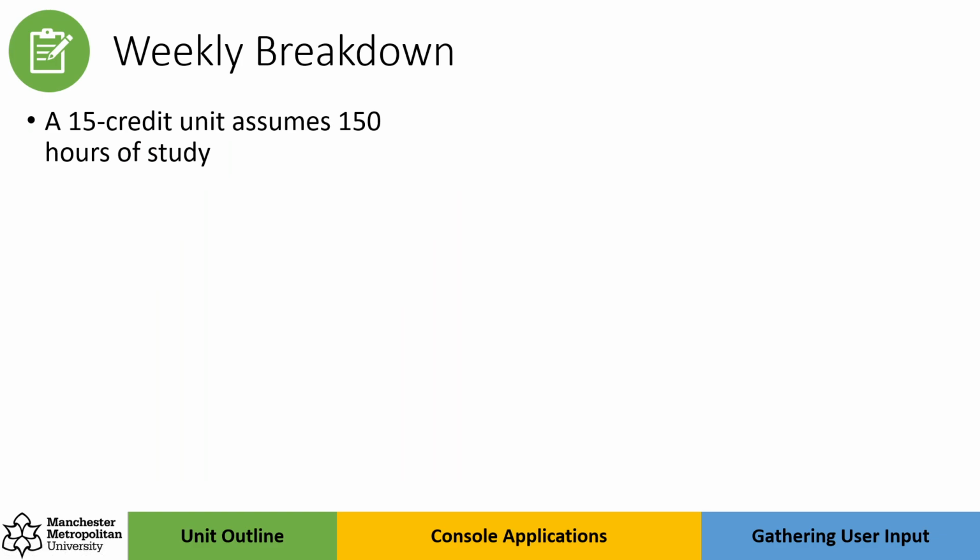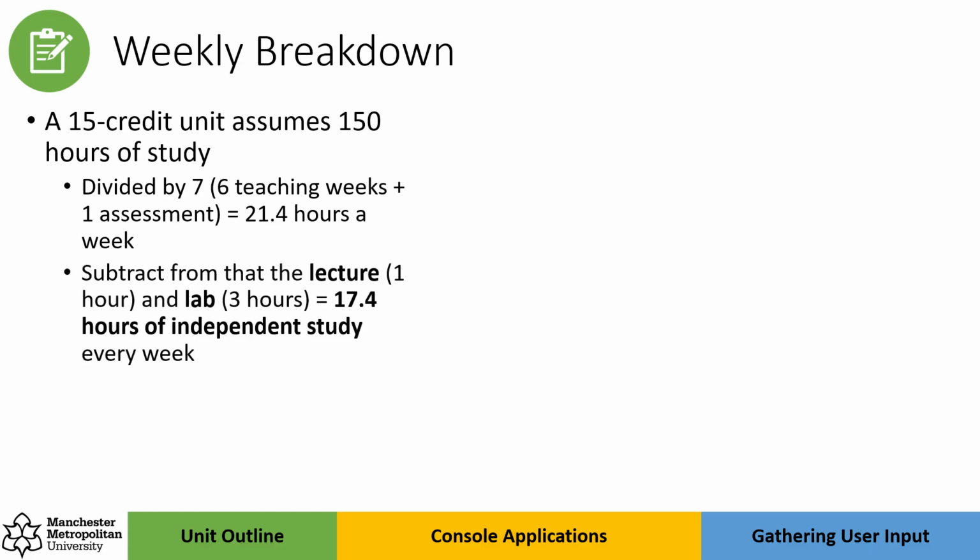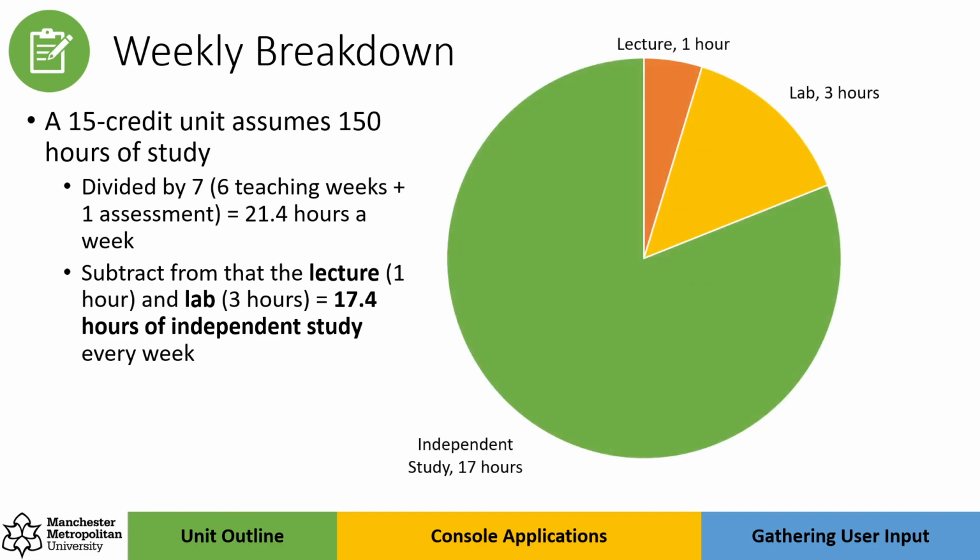So, like your other units in your other blocks, Programming 2 is a 15 credit unit, and we make the assumption that that is consisting of 150 hours of study. Now, that includes time spent in labs and lectures. So if you take those 150 hours and you divide that by 7, because there are 6 teaching weeks and 1 assessment week, you will get 21.4, which means you need to spend 21.4 hours a week on each unit. So Programming 2 is just one of your units. If you subtract from that 21.4, 1 hour for the lecture and 3 hours for the lab, that means you would be expected to spend over 17 hours of independent study.